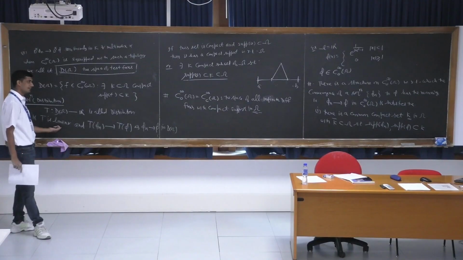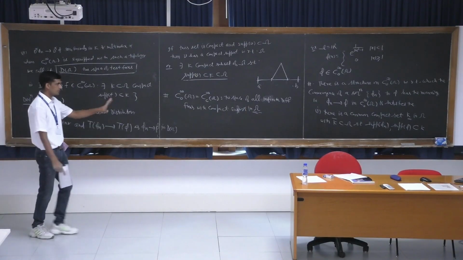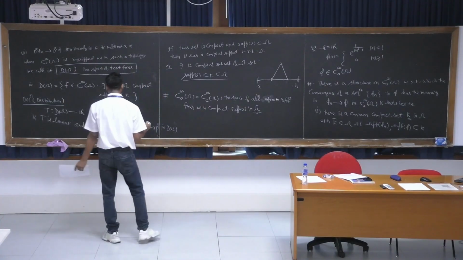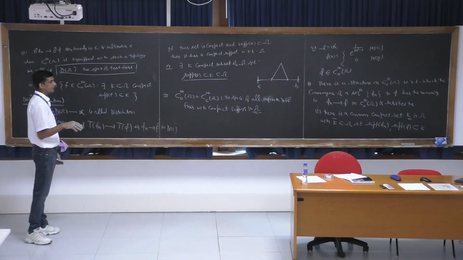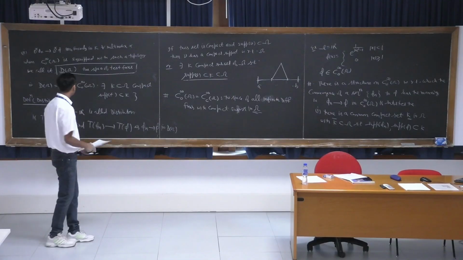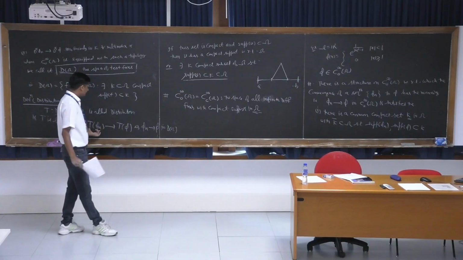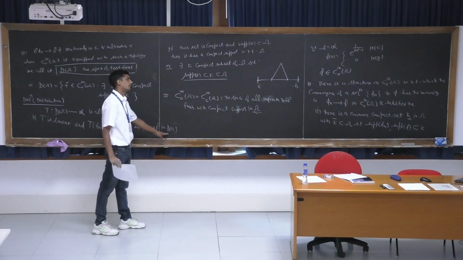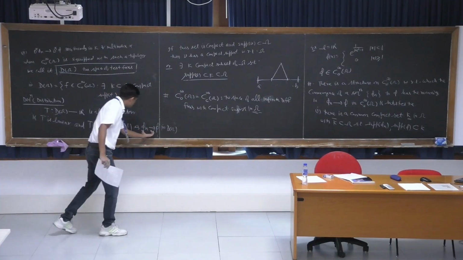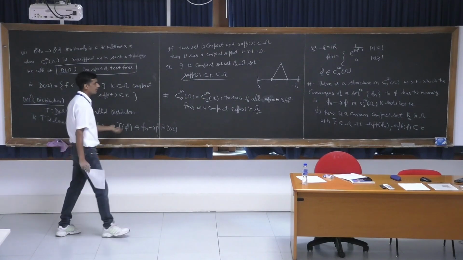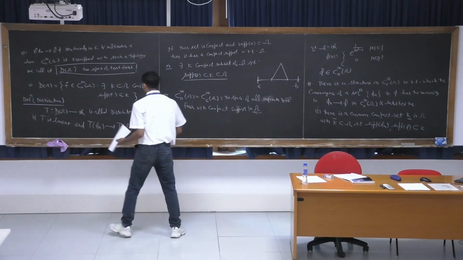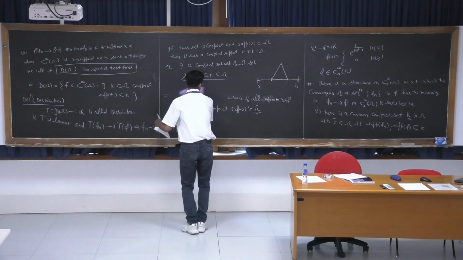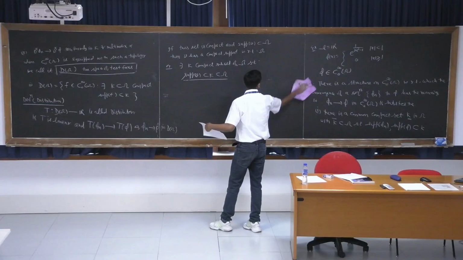First, this is linear. Obviously we can prove easily it is linear. Linear means T of alpha u plus beta v is equal to alpha T of u plus beta T of v. Second thing, if phi n converges to phi, then T of phi n should converge to T of phi. So we can say this is the distribution.